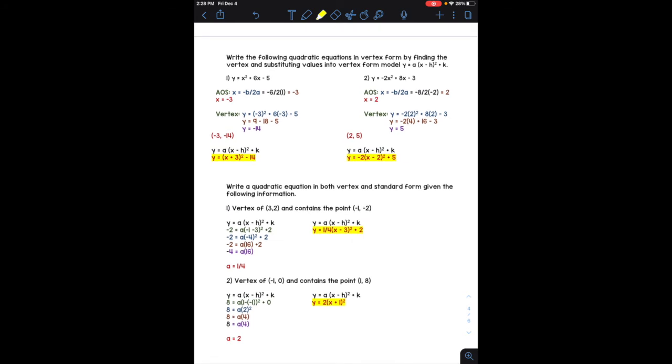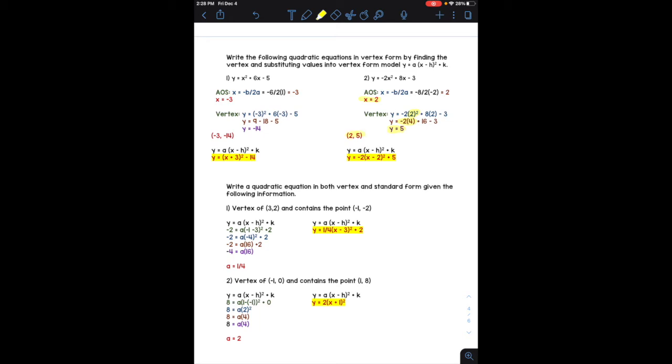Here is your answer for number 2, putting a standard form quadratic equation into vertex form. We're finding the axis of symmetry first, in which we should use our formula x equals negative b over 2a to get positive 2. And using that x value to find the y value of our vertex, in which we get 5. Remember, when you're substituting 2 into your equation, you want to do the exponents first. 2 squared is 4, and then multiply negative 2 times 4.